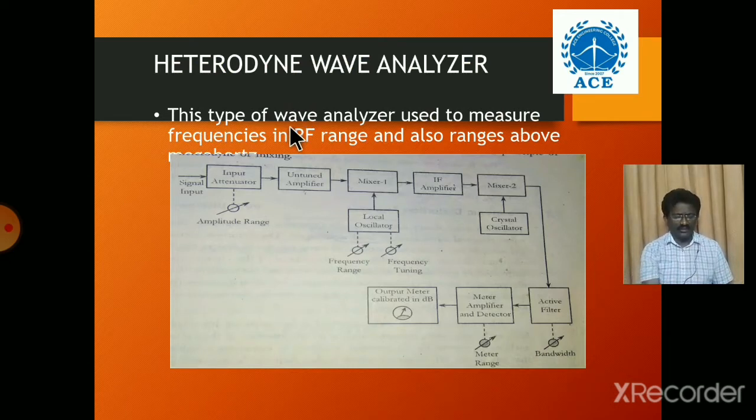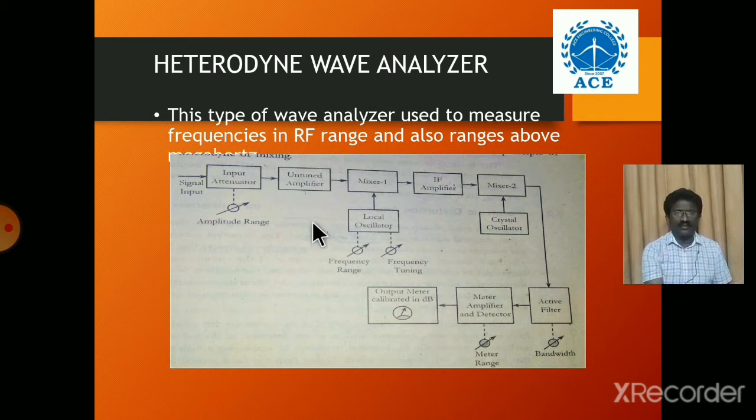This type of wave analyzer is used to measure frequencies in the RF range and also ranges above 20 kHz to 18 MHz. Already we have mentioned here (20 kHz to 18 MHz). So this is the basic block diagram for the heterodyne wave analyzer.